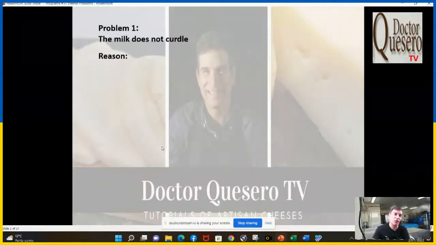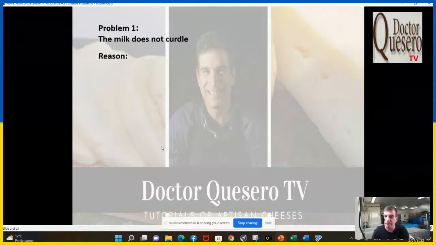Okay, here we are. Problem number one, the most common problem: the milk does not curdle. It doesn't coagulate. So we put the milk into the pot, we heat it, we ripen, we inoculate the milk with the bacteria, or if we are using raw milk, we heat the milk, we get to the right temperature, put in the rennet, and the milk is still liquid after 1 or 2 hours.